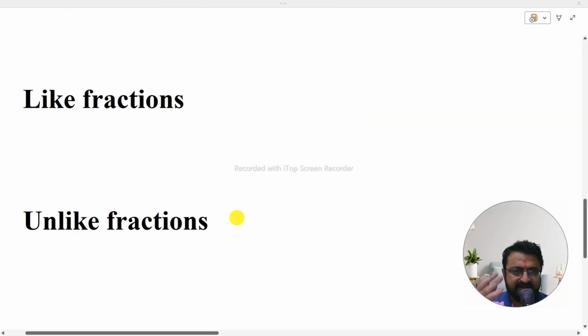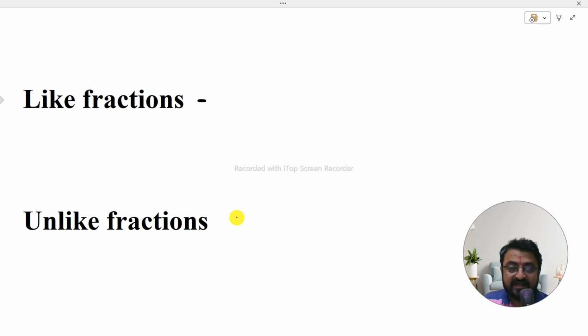And the topic is, here it is on the screen. Now you can see the topic is like fractions and unlike fractions. Sir, what is the meaning of like fractions? It is not like on Facebook or like on Instagram, right? Now you can see, like fractions means it is very simple. If denominators are same, then the fractions are called like fractions.